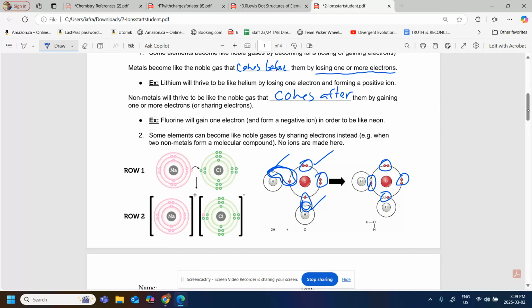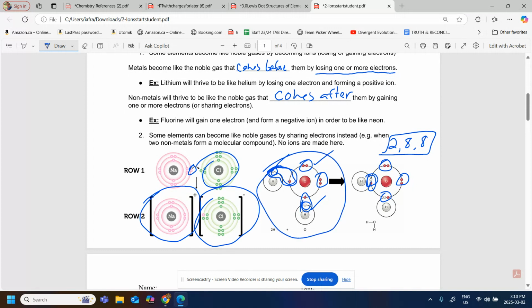This one had 1, but now when it's sharing it has 2, and that's okay for hydrogen because hydrogen only has 1 shell, and the first shell you can only have 2 anyways, right? Remember the rule for now is 2, 8, 8, like you learned in grade 9 chemistry. So here we can see elements losing and gaining to form ions, cations, and anions. And here you can see elements sharing. Either way, it ends up with a full valence shell to become more stable.